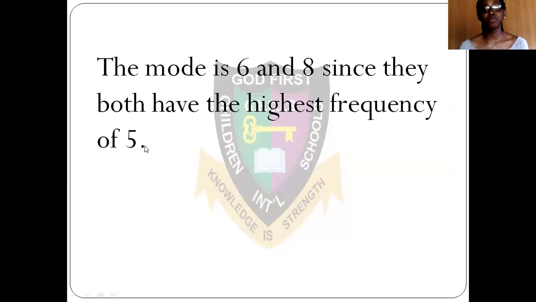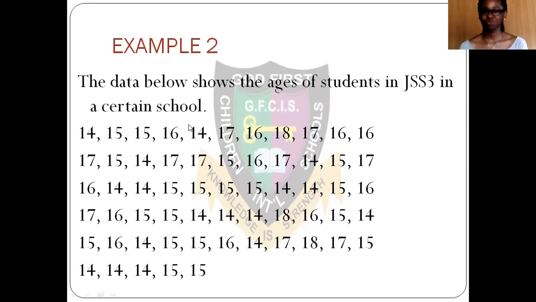From this example, you can be able to construct a frequency table using the marks, the tally, and the frequency itself. Sometimes it can come in different ways. Instead of using marks, you can use names, you can use patients, it depends on the question. So the question will give you your frequency table. I believe with this example, you can be able to construct or draw a frequency table.